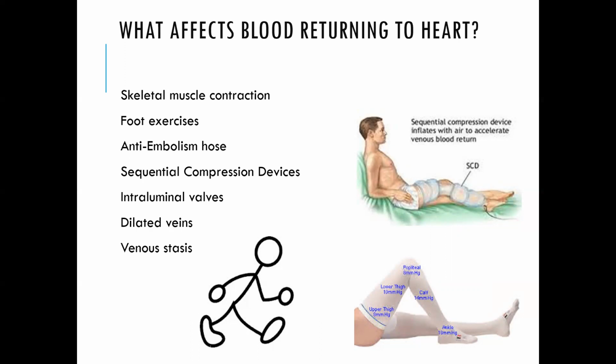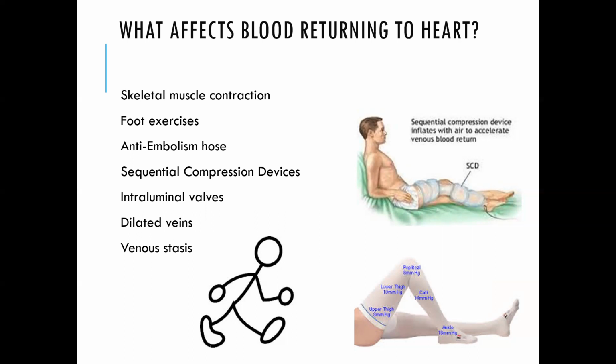Anti-embolism hose. They provide compression or pressure to help push blood back up to the heart. Sequential compression devices, SCDs, provide compression or pressure to push blood back up to the heart. We have valves within our veins, intraluminal valves. Veins that are dilated put pressure on the valves, and then the valves don't close all the way and the blood pools. So we want our valves working correctly. We don't want dilated veins, and we don't want venous stasis.